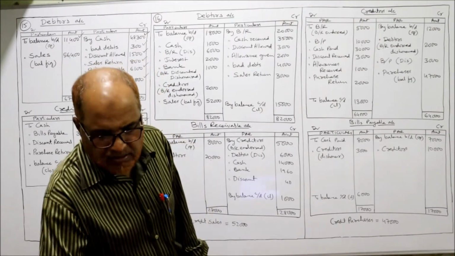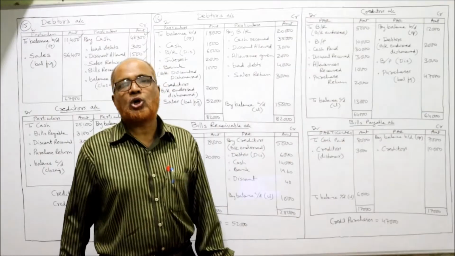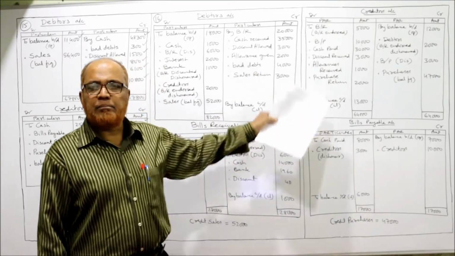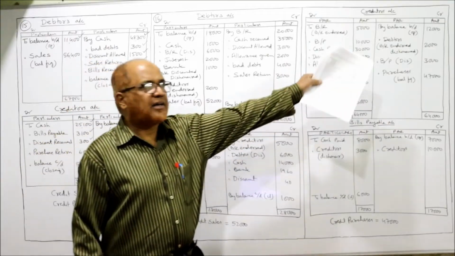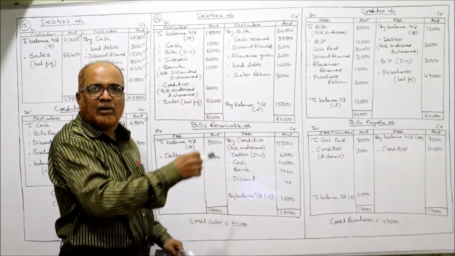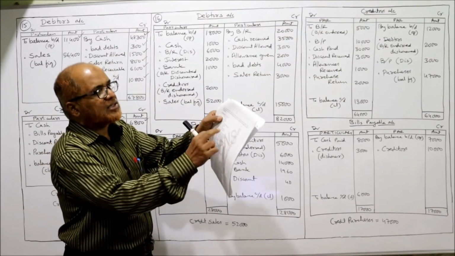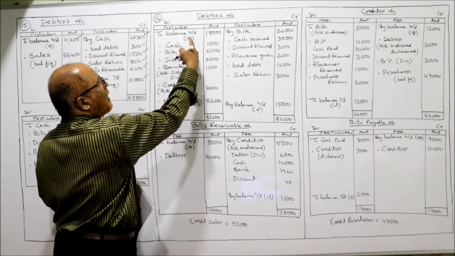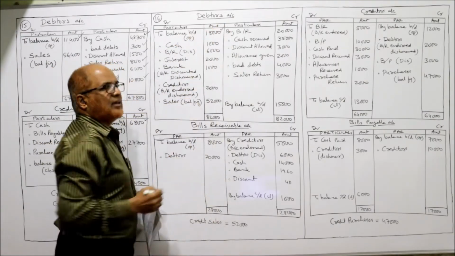Assets will show debit balance. Liabilities will show credit balance. You remember this point always. Debtor and bills receivable are assets. Creditor and bills payable are liabilities. So here assets will show debit balance. So opening balance of debtors. Debtors opening balance 18,000. So to balance brought down 18,000. One item I have taken.